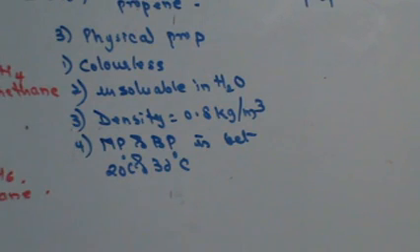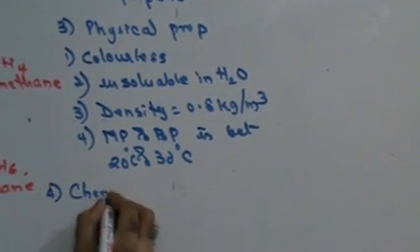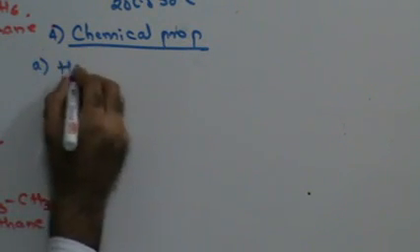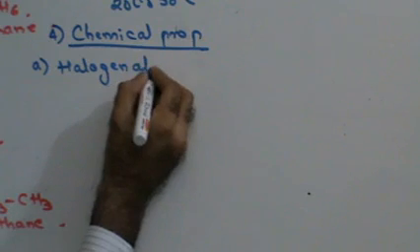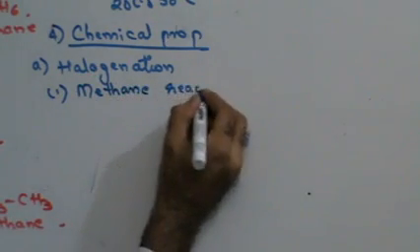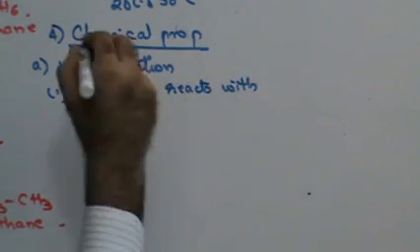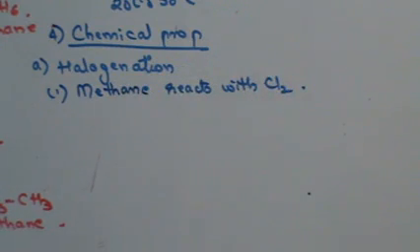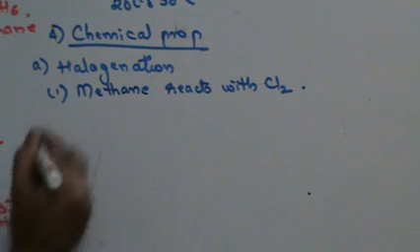Let's come to chemical properties. Let's see the reactions of alkane. The first reaction that you have is called halogenation. What do you understand by halogenation? Halogenation means reaction of alkane with halogen, right? For example, what happens when methane reacts with chlorine gas, right? What happens when methane reacts with chlorine gas?